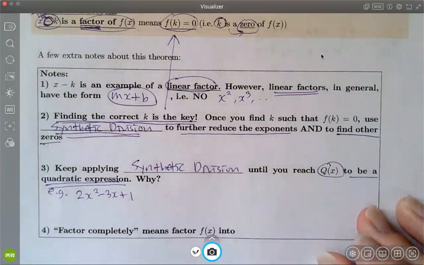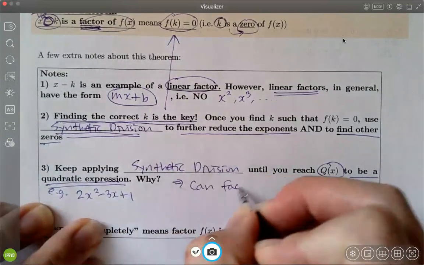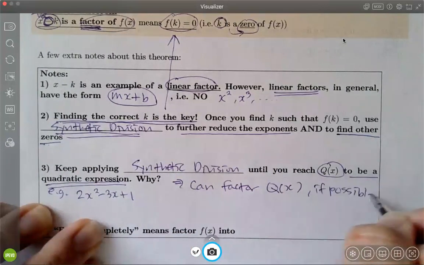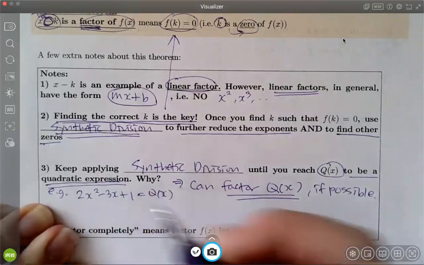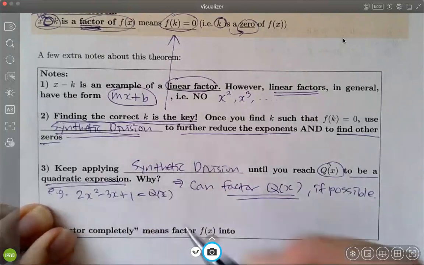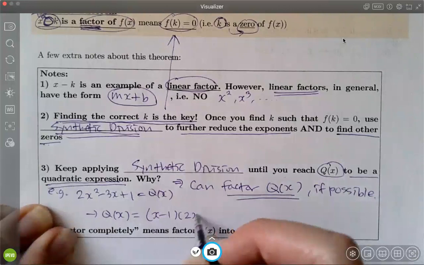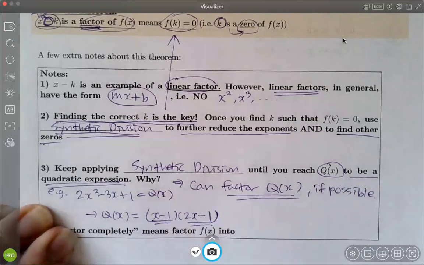Because once we reach the quadratic expression, we can factor q of x, if possible. For example, if this were q of x, and you can verify this if you want, you get the quotient to be x minus 1 times 2x minus 1. And what's the significance of each of these two factors? They are linear factors, right?